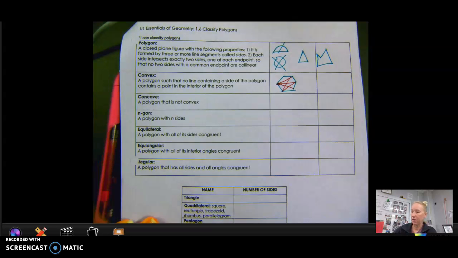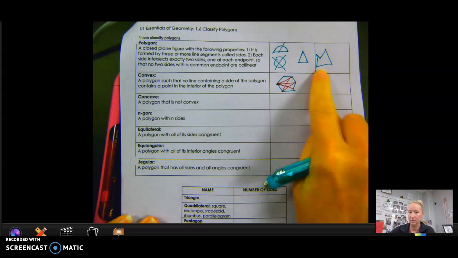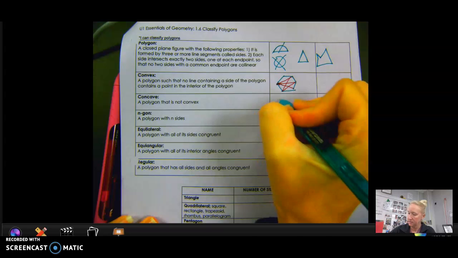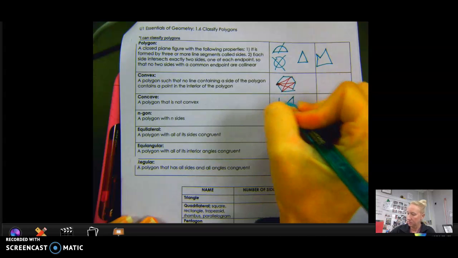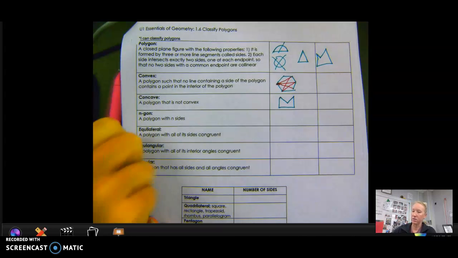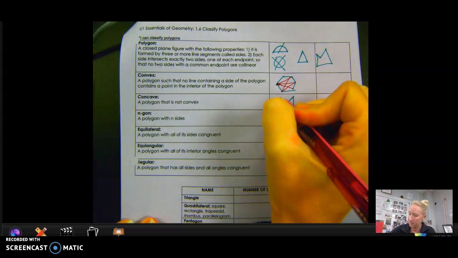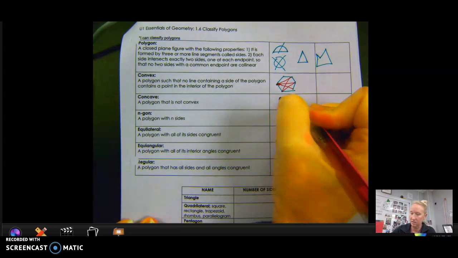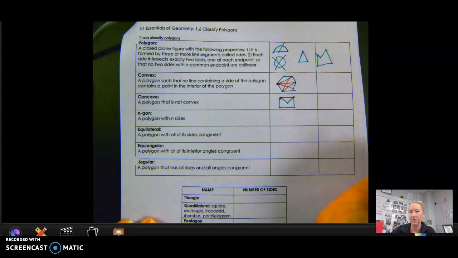However, a concave polygon caves in. So something like this would be a concave polygon. And if I were to draw its diagonals, they're not always on the inside. They go outside. So that diagonal is on the outside of that figure. So concave caves in. Convex just goes out.